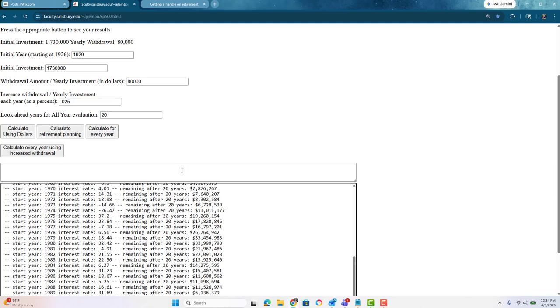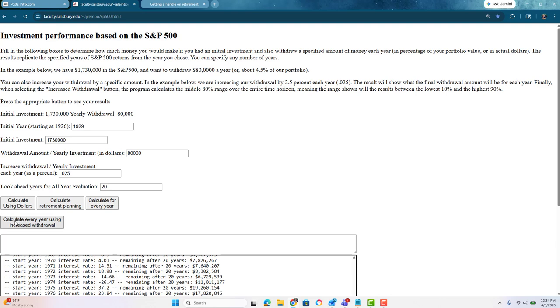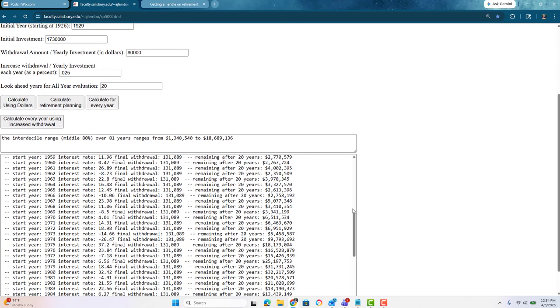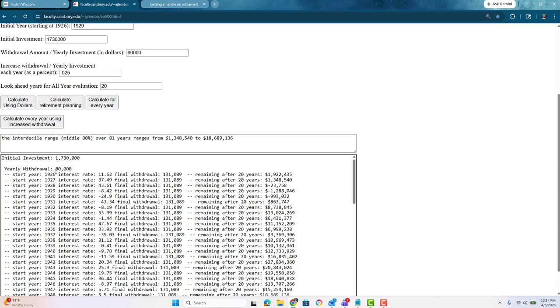What I wanted to do now, I have other buttons, but the other button I wanted to show you is calculate every year using an increased withdrawal. So in this case, I want to withdraw $80,000 initially, but then to adjust for inflation, I'm going to increase my withdrawal by 2.5%. So this is completed. And again, if you look here, you would see in 1926, I would have withdrawn $80,000. Then you keep increasing it. Now let's do 25 years instead.